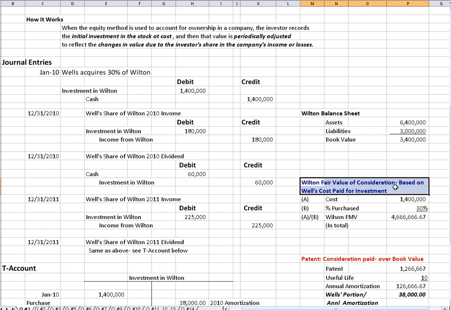So what is the fair value of consideration that's paid? What percentage is bought by the parent? And what does that mean the fair value of the entire subsidiary is worth? In other words, what is the fair value of Wilson, the sub, based on the fact that Wells, the parent, paid $1.4 million for 30% of the company? Well, if you take 1.4 million blue divided by 30% in green, you get Wilson's fair market value about $4.7 million.